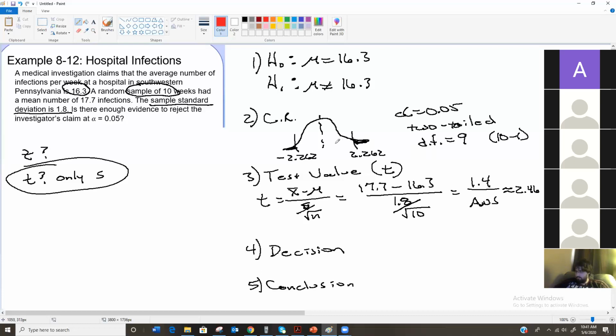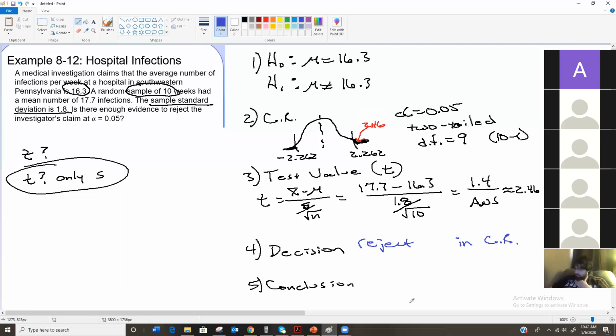So 2.46, where would that be? Would that be in the lower critical region, the upper critical region, or between them? Upper. It would be past the critical value. So it's up here somewhere, right? It's past 2.262. So 2.46 is up in here. So we're going to reject the null hypothesis because we are in the critical region.